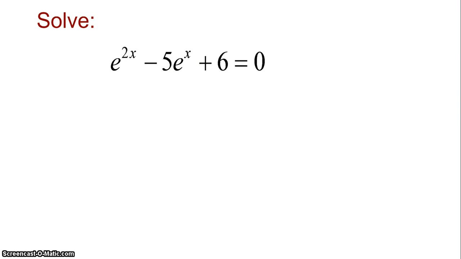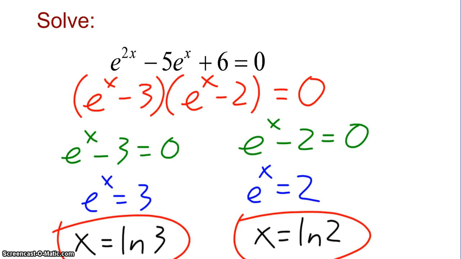Next one, e to the 2x minus 5 e to the x plus 6 equals 0. Solve. Pause the video, unpause when you're ready to check your work. Maybe not all in that order. You figure it out. Alright, so here the trick is to recognize that e to the 2x minus 5 e to the x plus 6 equals 0.